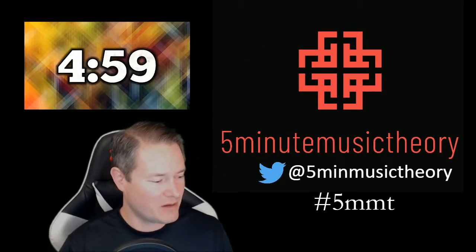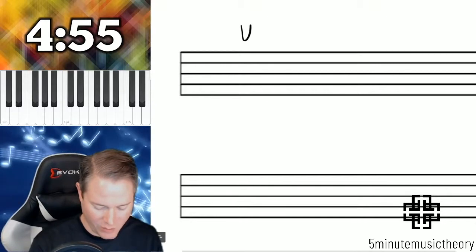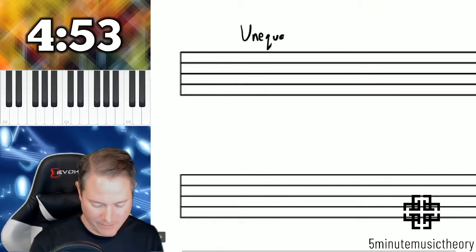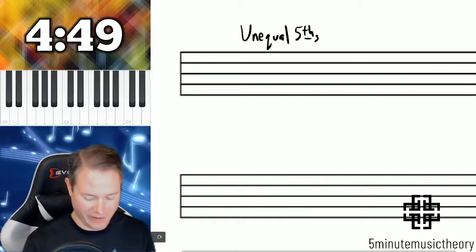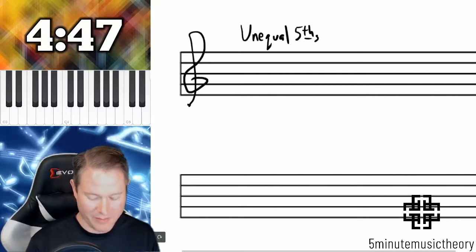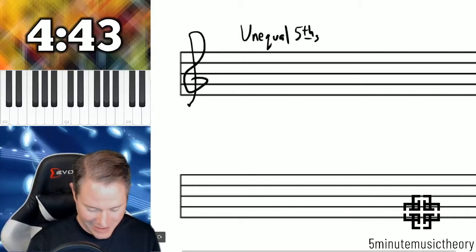We're going to cover something that's sort of an extension of the Forbidden Parallels video, and that's the concept of unequal fifths. Unequal fifths look like parallel fifths, but the thing that's unequal about them is the quality of the fifths. So let's use this as an example.